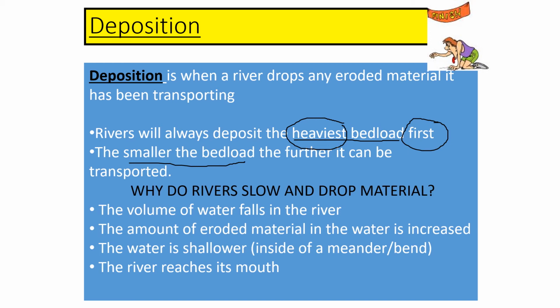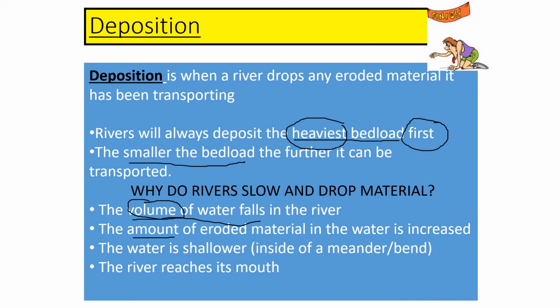So why do rivers slow and drop material? Well, the volume of water falls. So what I mean by that is the sheer depth of the water. If it's a greater volume, then obviously it can carry more bed load. If the water is shallower, like the inside of a meander or a bend, the water doesn't have the carrying capacity to carry on carrying that material.